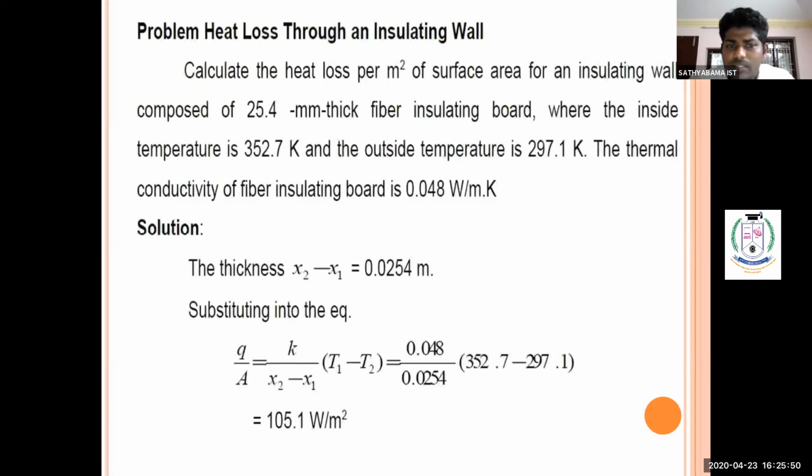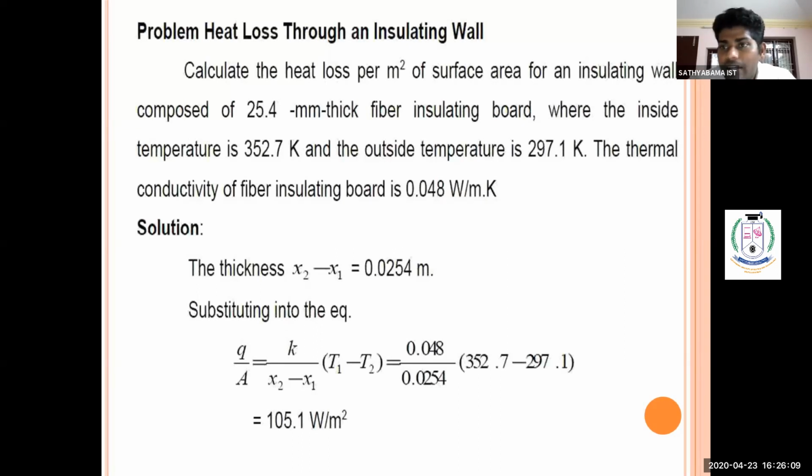This problem is a problem of heat loss. Thickness is given. We need to find out the heat loss per meter square. Per meter square means 1 meter square, so area is given as 1, and we need to calculate the value for Q. Q equals thermal conductivity times area times temperature difference divided by thickness.